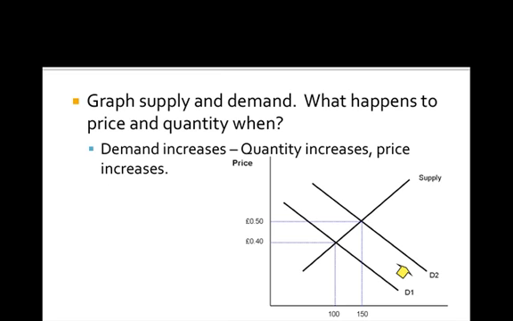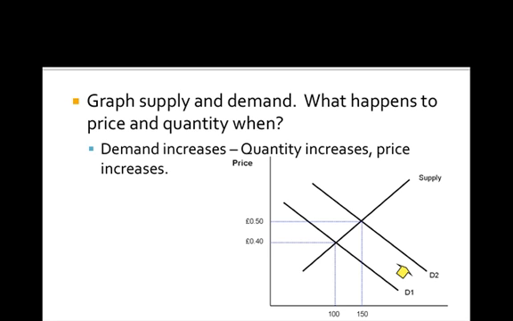When demand increases, you'll notice that you get an entirely new curve. When we use the word demand as opposed to quantity demanded, we get an entirely new curve, and that means that quantity is going to increase. You'll have more, and price is going to increase. So when demand increases, both quantity and price increase. And that makes sense. You can charge more for something people want more of, and you can sell even more.